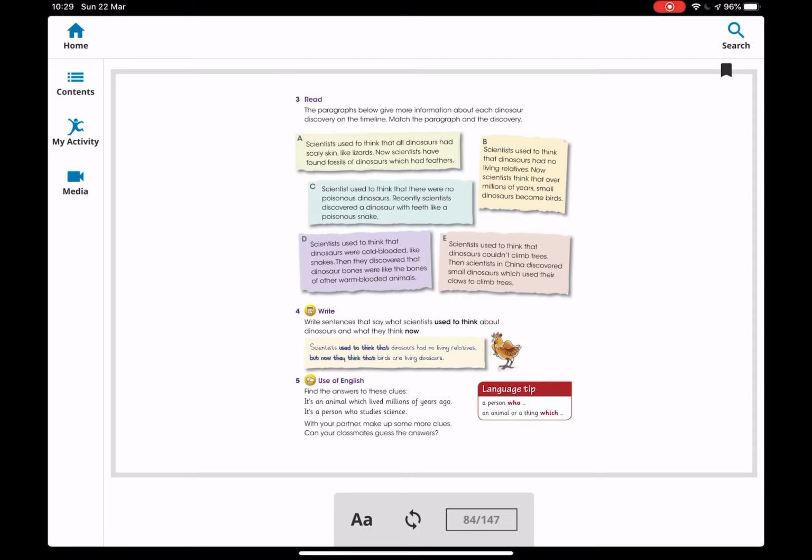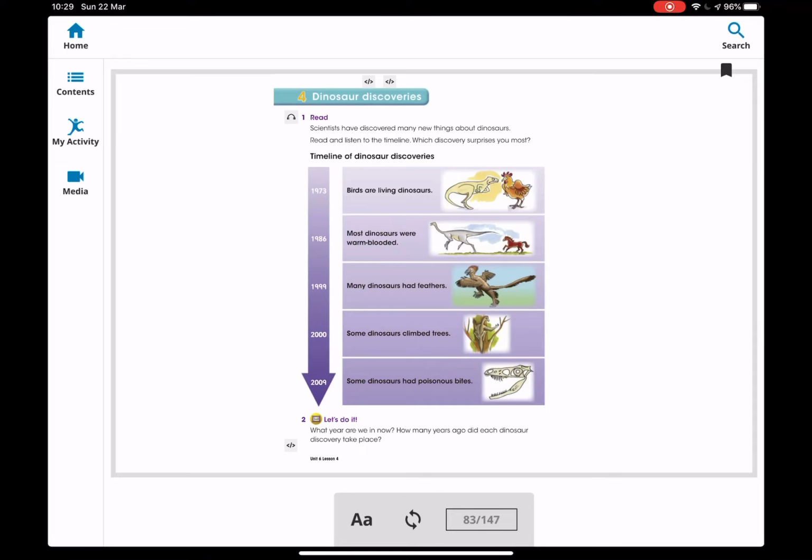Okay, if you want, just read them again to yourselves, okay, and decide which letter goes with which purple box on the timeline, okay?